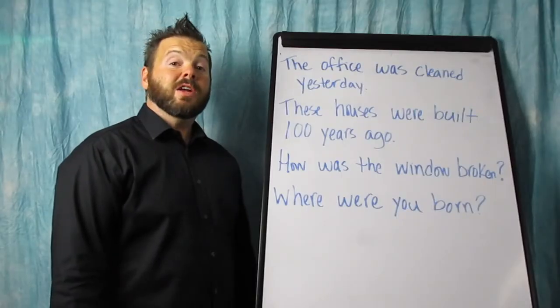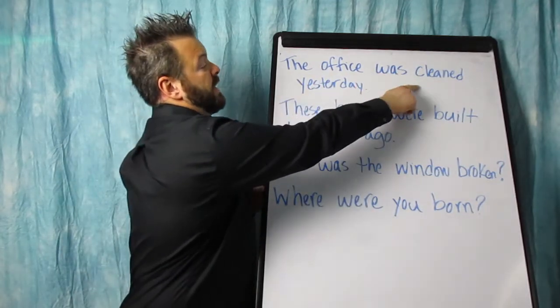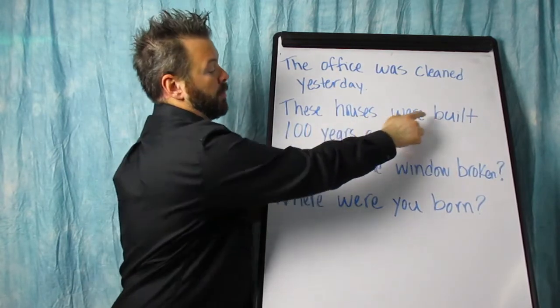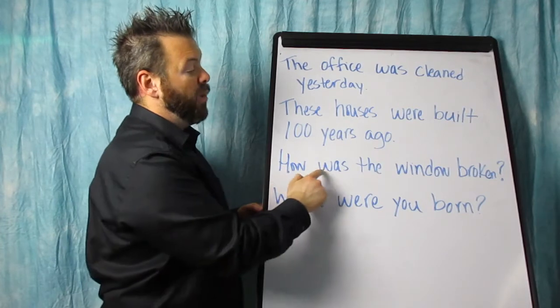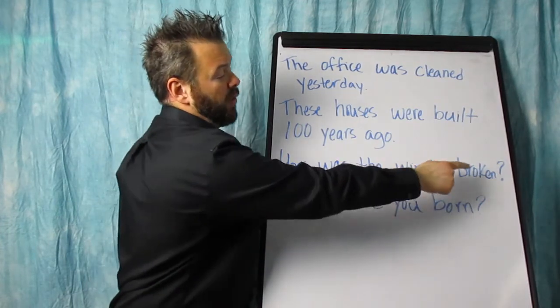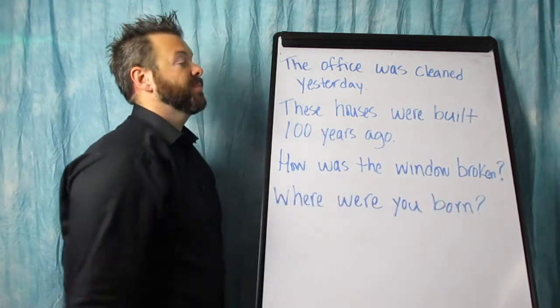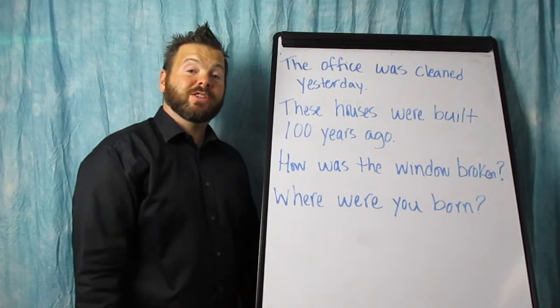Okay, here are some sentences. The office was cleaned yesterday. These houses were built 100 years ago. How was the window broken? Where were you born? Pause the video here, write everything down, and read it to yourself.